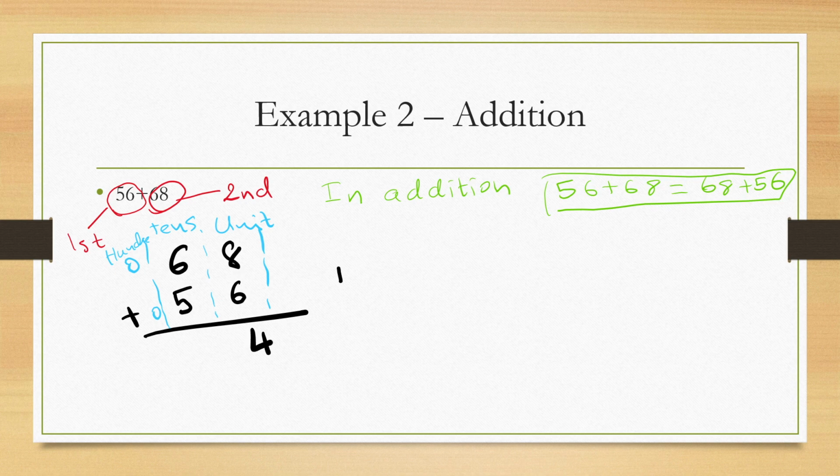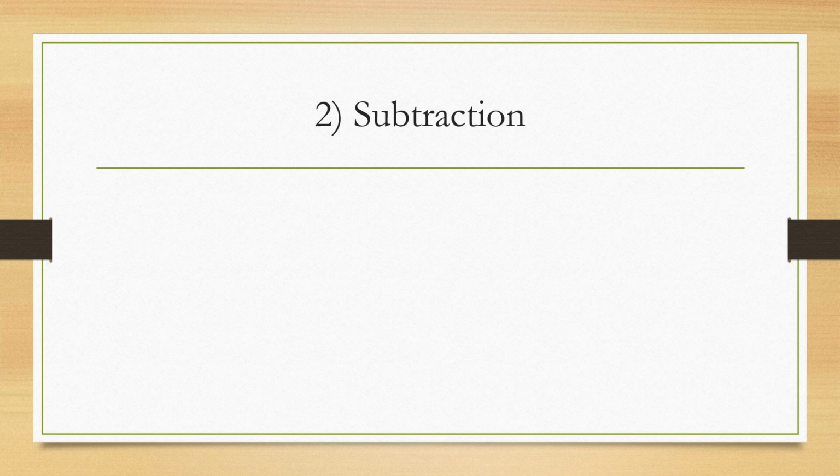Now you're going to do 6 plus 5, that's 11, plus another one, that's this one here. So 6 plus 5 is 11, and plus another one is 12. You're going to put the 2 here, and because in the hundreds column it's 0 and 0, there's nothing there, so you can just bring the 1 over here. So the answer for 56 plus 68 is 124.